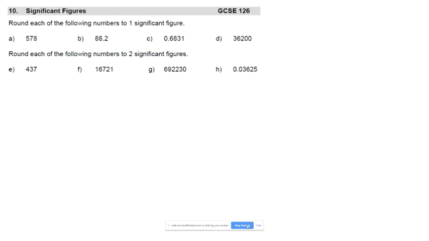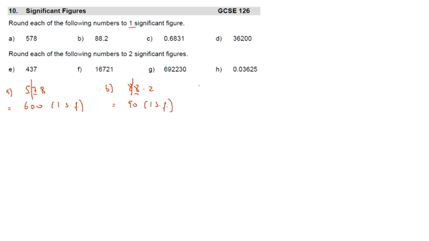Okay, welcome back to this next very easy section. Significant figures. So the first one, question A, 578 to 1 sig fig. Remember, if it's 1 sig fig, find the first non-zero digit, and there's your cutoff. Check the 7. 7 means round up, so this is going to be 600 to 1 sig fig. Part B, 88.2. This easy. There's your cutoff. 8 means round up. This is 90 to 1 sig fig.